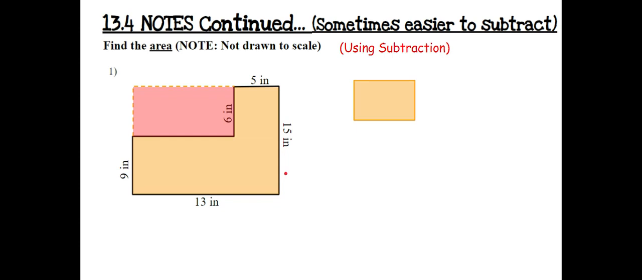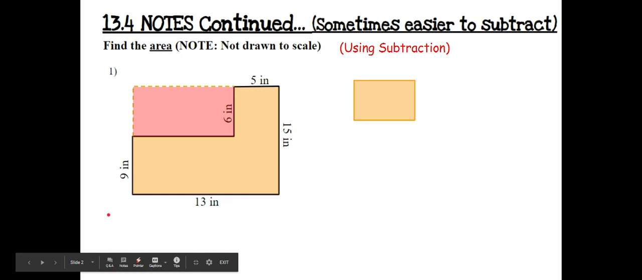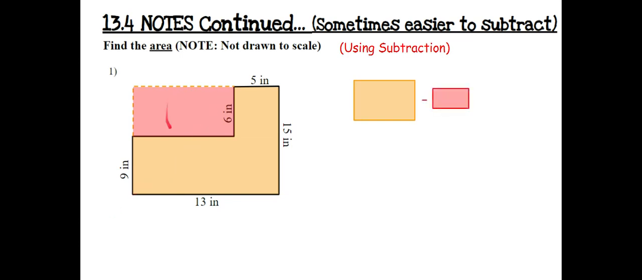They would have expected me to figure it out if they gave me that this was 6. I would have to know that 6 plus the remaining 9 gives me a total measurement of 15. And then you subtract out this rectangle right here, which is 6 by something. I'll show you how to get that measurement in a minute.